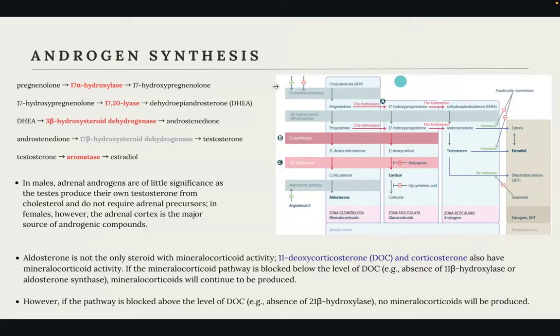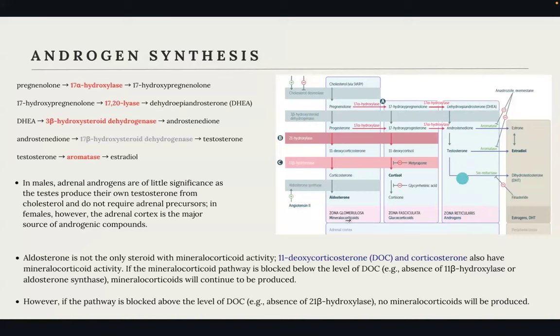Wait, cholesterol desmolase, first of all, you know that it's in all of them. But in the zona reticularis, we have the 3-beta-hydroxysteroid dehydrogenase, 17-alpha hydroxylase, the 17,20 lyase, and that's pretty much it. These are the enzymes found in the zona reticularis.